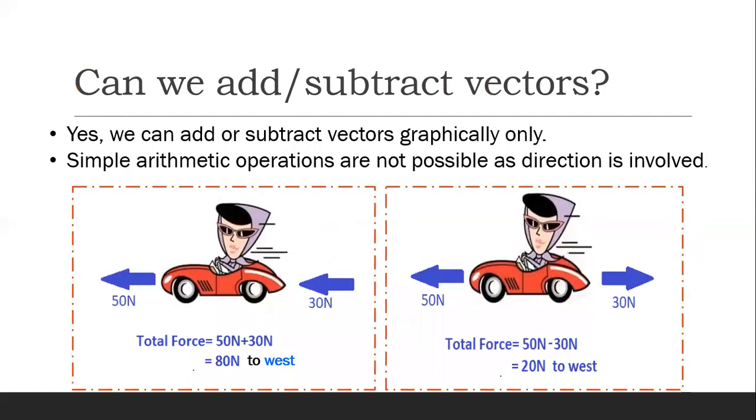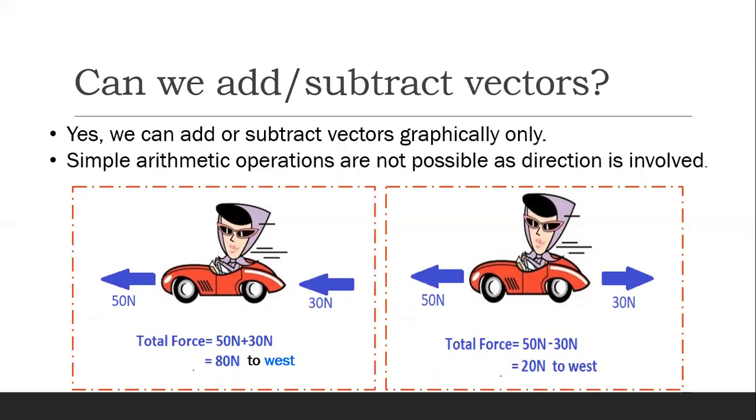Can we add or subtract vectors? Yes, we can add or subtract vectors graphically only. Simple arithmetic operations are not possible as direction is involved. You can see a lady over here. She is driving a car. Two forces are acting on it, 50 Newton and 30 Newton in the first picture. So both the directions are same. So the total force acting on the car would be 50 Newton plus 30, that is 80 Newton in the direction of west.